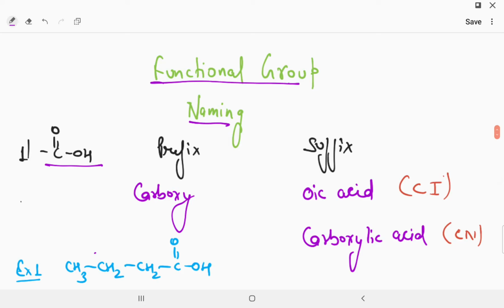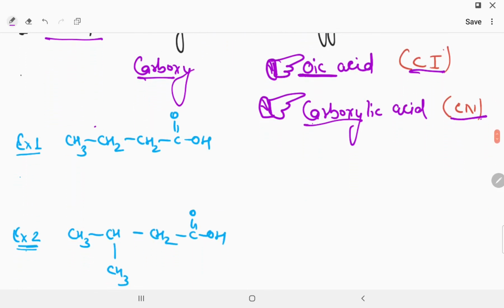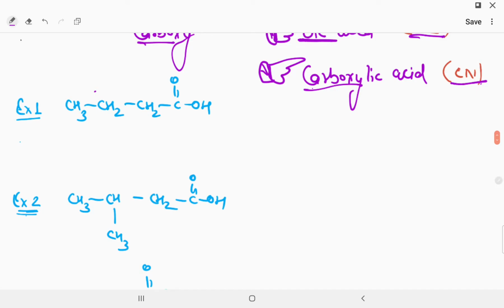If you remember, the prefix name of the carboxylic is carboxy, and the suffix is of two types: carbon included and carbon not included. Carbon included is called oic acid, and carbon not included is called carboxylic acid. Whenever the carbon is counted in the parent chain, that is oic acid. Carbon not counted in the parent chain is called carboxylic acid. Okay, now I am going with some short examples, so that you remember it and are very clear with this.